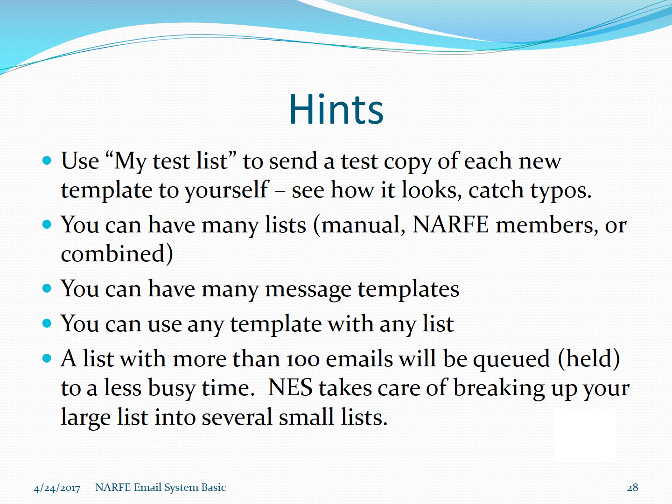Use My Test List to send a test copy of each new template to yourself. See how it looks. Often you'll catch typos that way. You can have as many lists as you want, and they can be manual, NARFE members, or a combination of the two. You can have as many message templates as you want. You can use any template with any list, but note a list with more than 100 emails will be queued. That means it'll be held to a less busy time. NES takes care of breaking up your large list into several small lists.